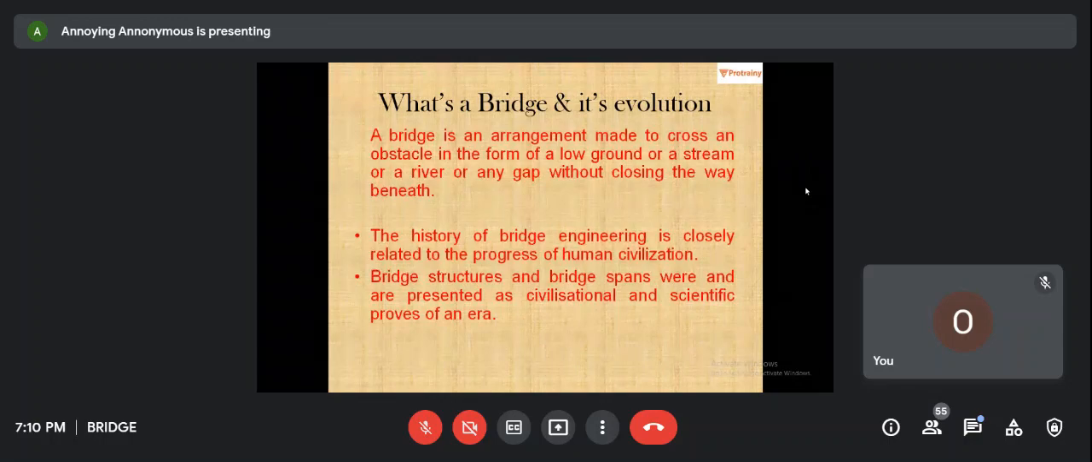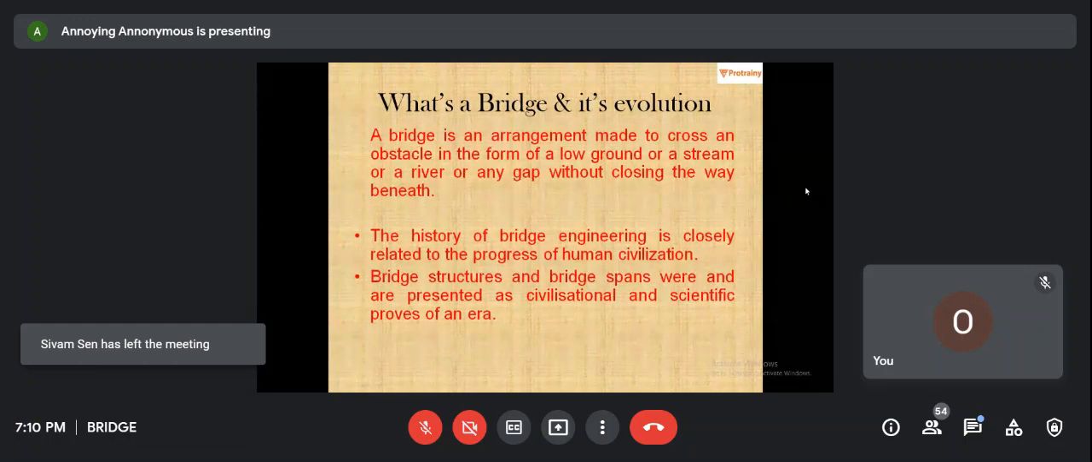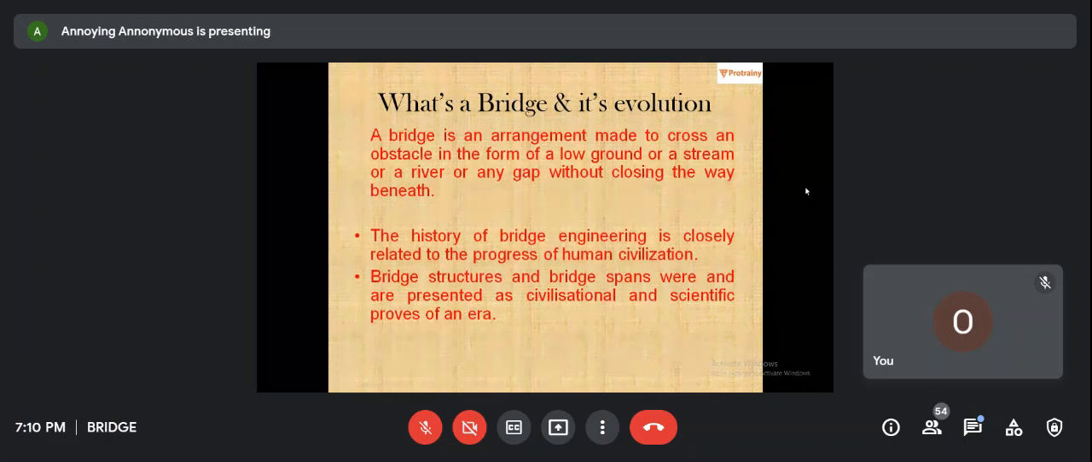We just have a gap in the alignment of a road. You have to go over this gap. You have to move on to the other side, but without closing the way beneath. Whatever structure is below, whether it's a drainage structure or some other structure, you don't have to close that structure. The movement of whatever is below should remain. That is what a bridge actually is as per an engineer.